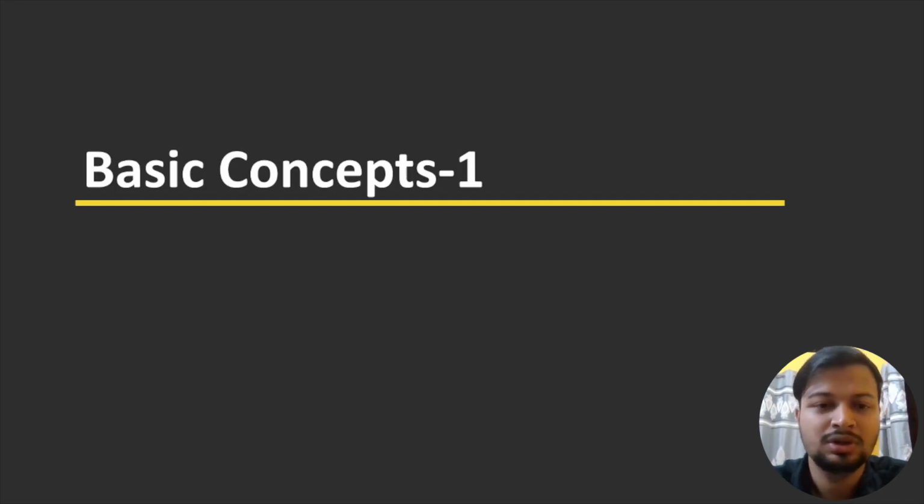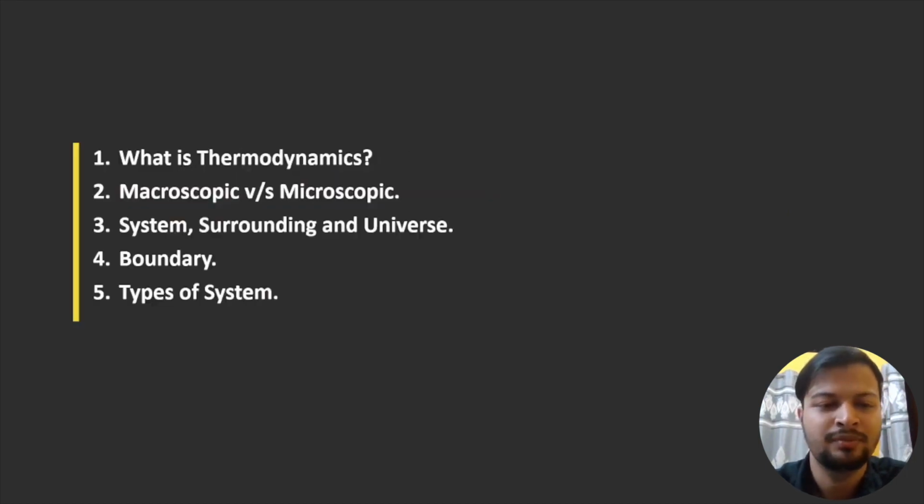So our first chapter is basic concept, and I have divided this chapter into a few parts. So this is the first part of it, basic concept 1. In this video you will learn what is thermodynamics, macroscopic and microscopic approach of thermodynamics, system, surrounding and universe, then boundary and types of system.